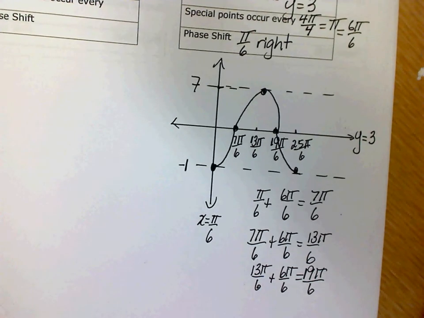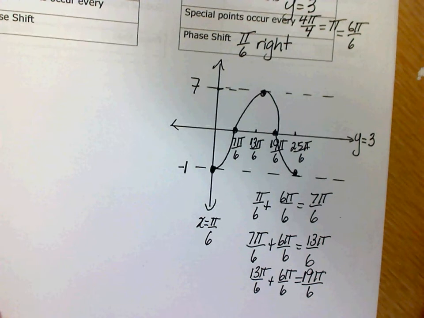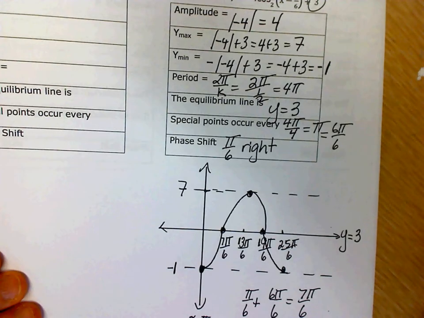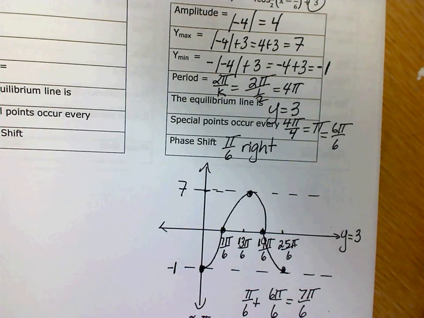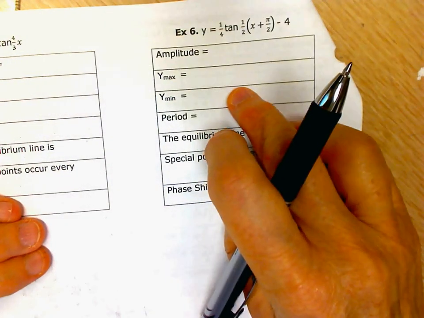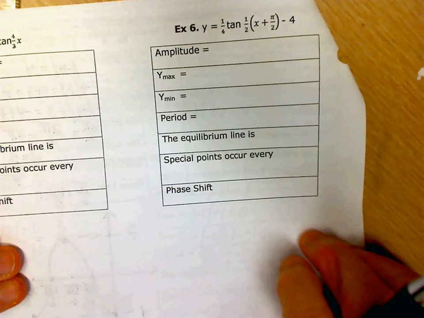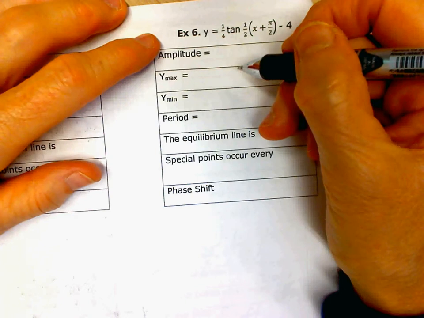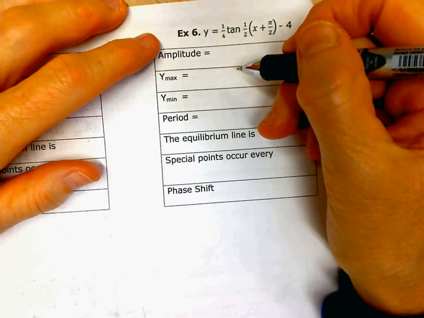Let's do a tangent one, and then we'll call it a day. It's kind of neat, huh? It's different, huh? I'm going to do a tangent function. Let's do this guy. Nice and complicated.